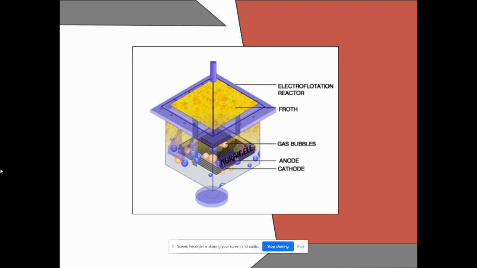Looking into the mechanism. Electrolytic flotation, or electroflotation, is based on the generation of hydrogen or oxygen bubbles in a dilute aqueous solution by passing direct electric current between two electrodes. Electrical power to the electrodes is supplied at a low voltage potential of 5 to 10 volts.